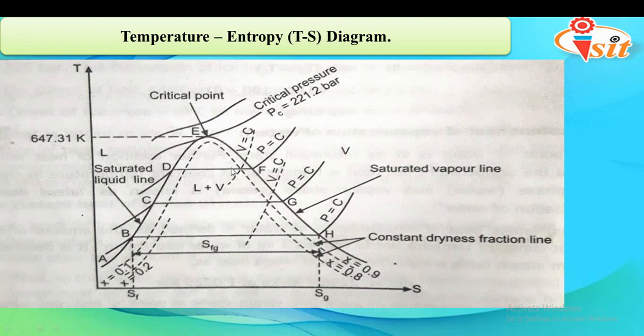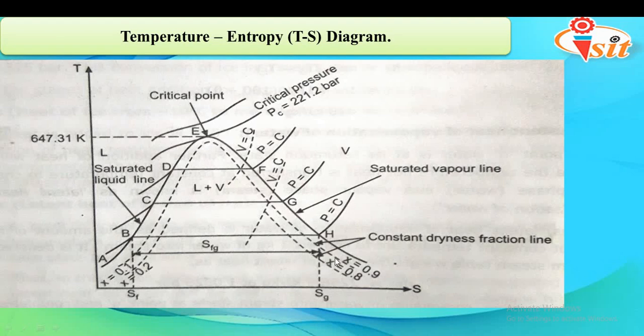This dotted line is represented by the alphabet X, which is the dryness fraction, and its value ranges from 0 to 1. Based on the dryness fraction, we can understand how much water percentage or moisture content is available in the given steam. You can observe that here we have 0.1. The value of X on this line will be 0. So 0.1 represents that we have a few moisture particles in this region.